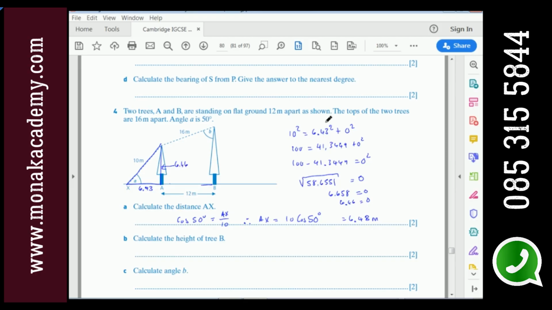So how is it helping us? Okay, you're gonna take the 12. 12 minus 6.66. Okay, how are you minusing a horizontal length and a height of tree A? Why are we even doing that?